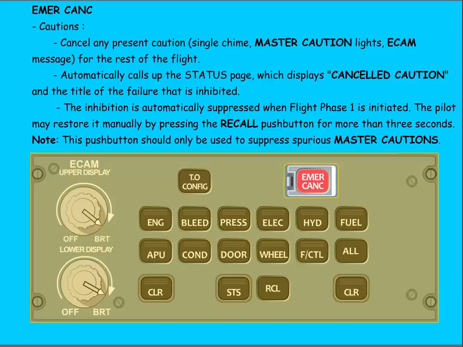The inhibition is automatically suppressed when flight phase 1 is initiated. The pilot may restore it manually by pressing the recall push button for more than 3 seconds. Note: this push button should only be used to suppress spurious master cautions.